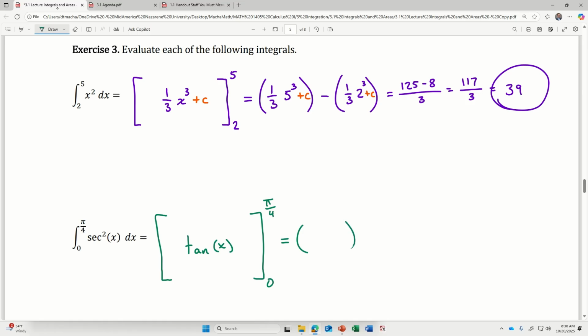So what is tangent of pi over 4? Tangent of pi over 4 is 1. What's tangent of 0? So that integral is 1.